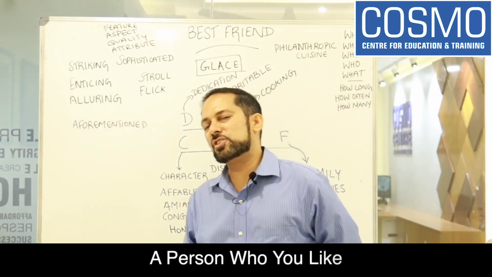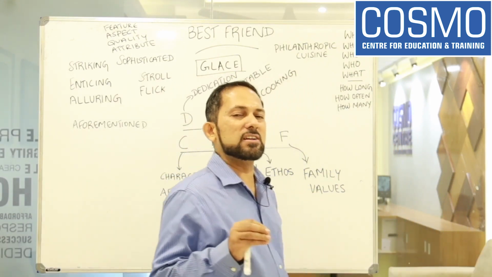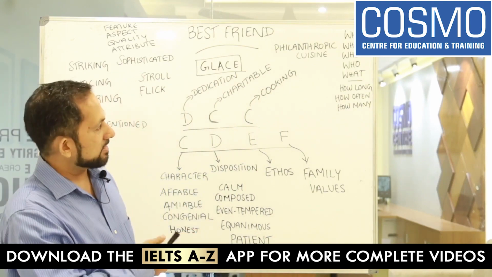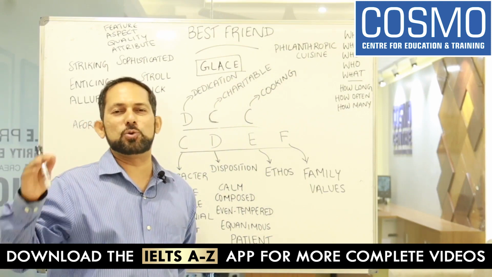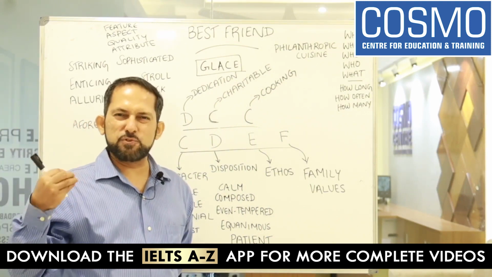A person whom you like. A person whom I like is my best friend, yet again. And you say the same thing. You don't have to change anything at all. Okay, just say all of these. Just change the first sentence.